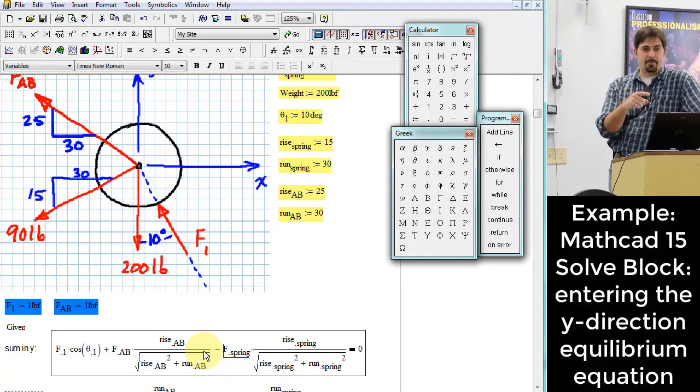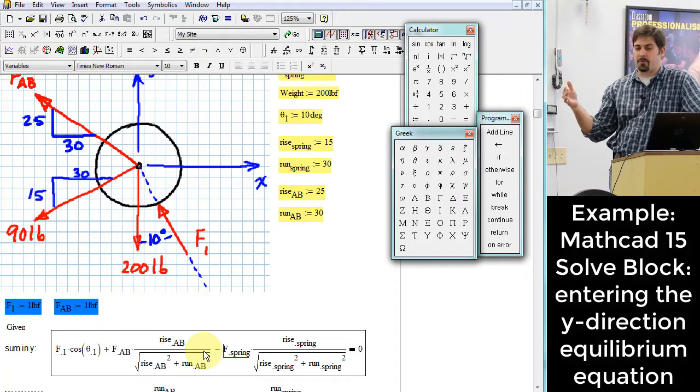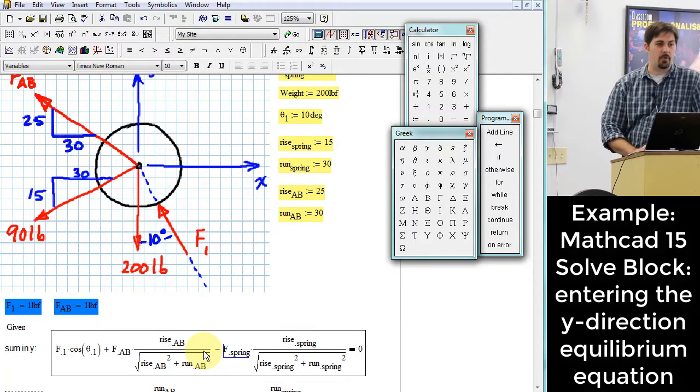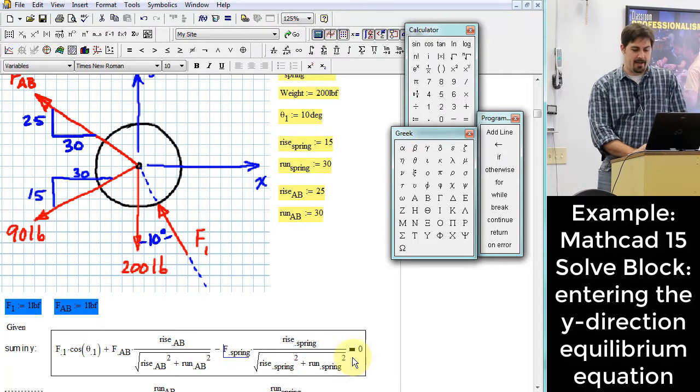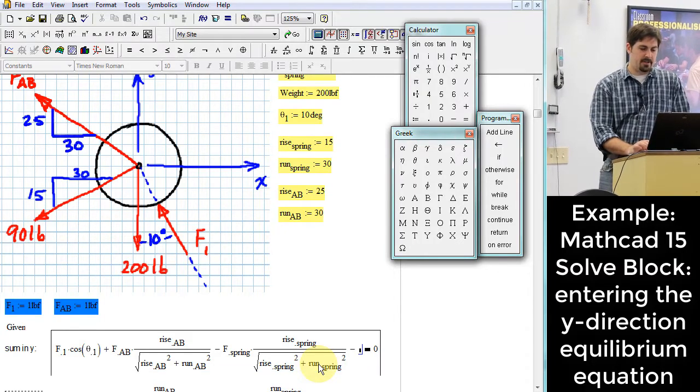Right, we're missing the 200 pounds. We didn't have that in the x because there's no component of that one in the x direction, but I do need it in the y because it's entirely in the y. So what do I do? Okay, so I take all this and say minus. I could type in 200 pounds, but a more powerful way to do it would be minus that variable that I defined up there, the parameter for the problem, so minus weight.